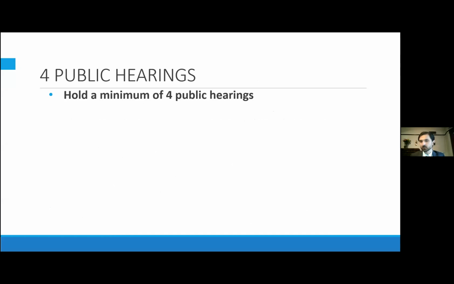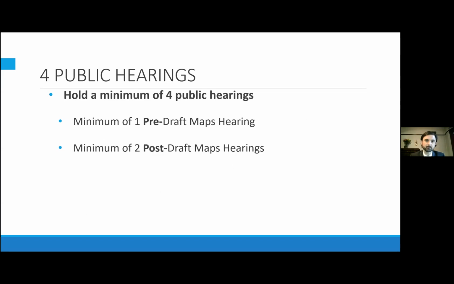We go now to one of the hearts of this bill, and that's the 4 public hearings. So there is a requirement that you hold a minimum of 4 public hearings in this process. One of those has to be a pre-draft map hearing. What that means is before the city or county releases its own draft maps that it wants to consider, you have to hold at least one hearing for the public to be able to come and provide their comments on what their communities look like or how they'd like to see the districts drawn.